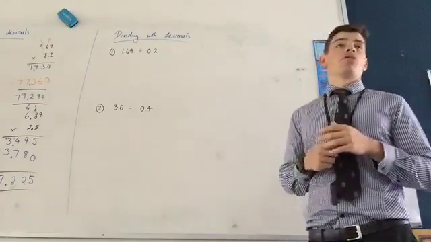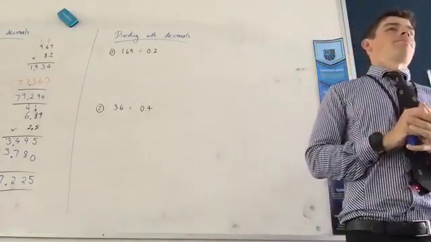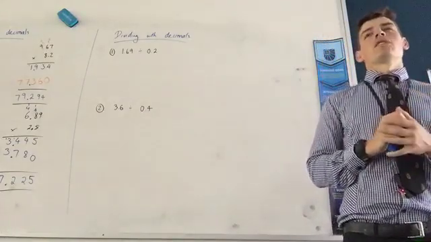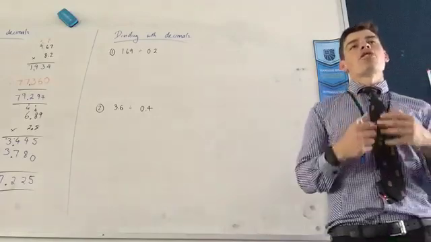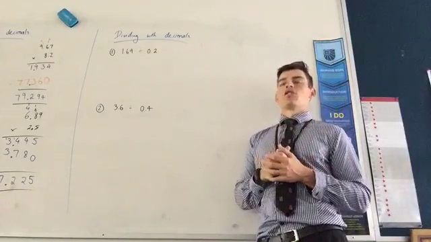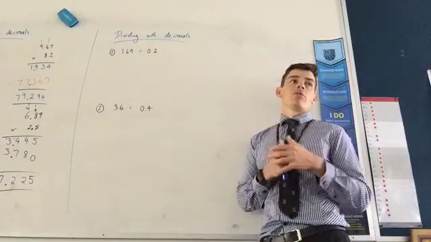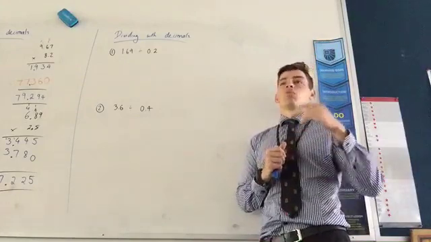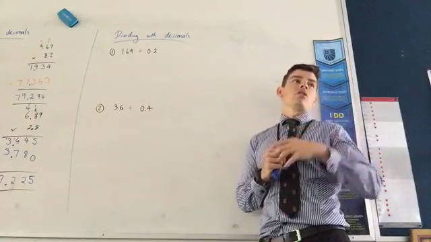Who knows their 0.2 times tables? 0.2. Who knows their 2 times tables? Yeah. Now, when we're doing division, we often don't think of division by itself. We often reverse multiplication, don't we? We think, what multiplies to get this, and then you undo that.